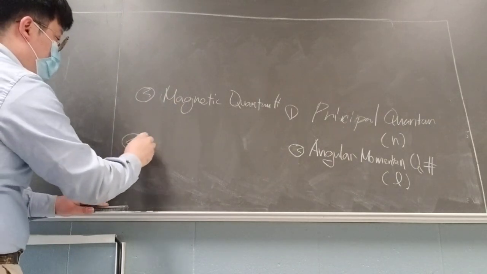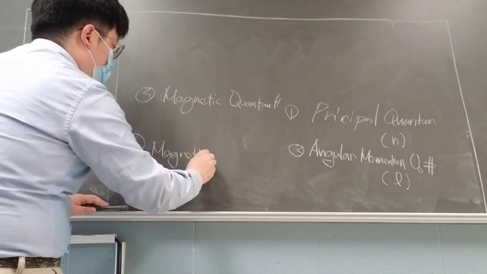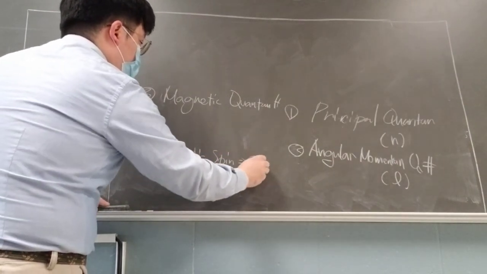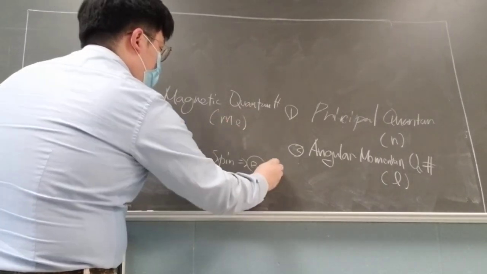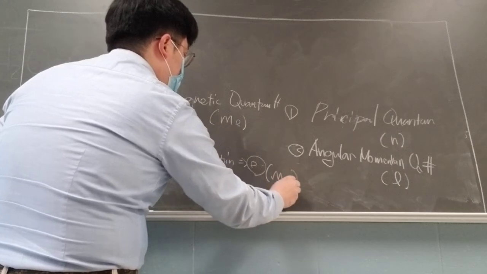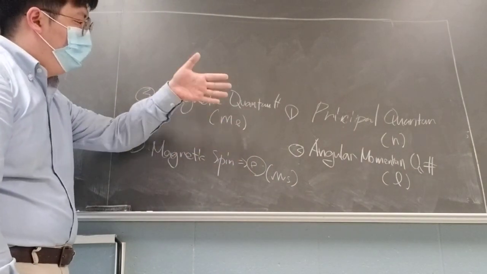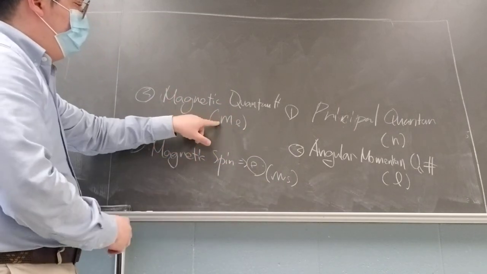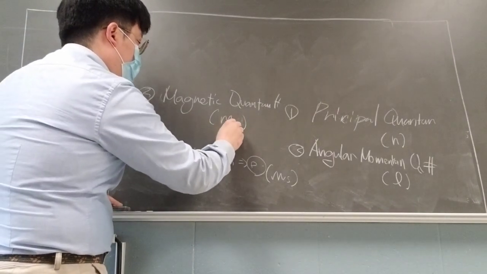The last one is the magnetic spin quantum number. This is for your electrons in the orbital. So this is m subscript L, and this is m subscript S. The L is subscripted under there, and the S as well. So m is still a small letter, but subscripted, like this.